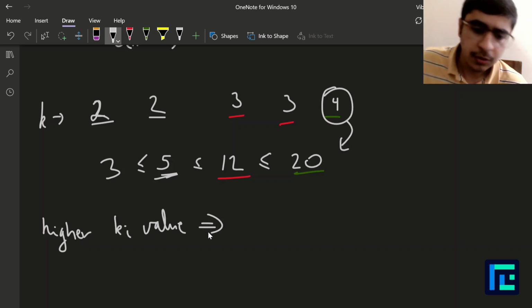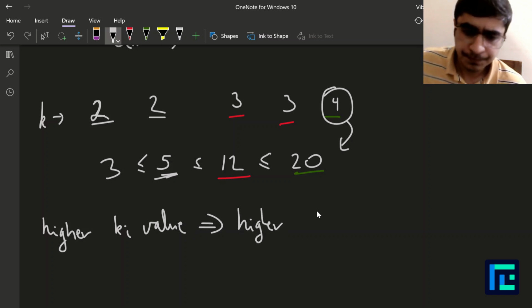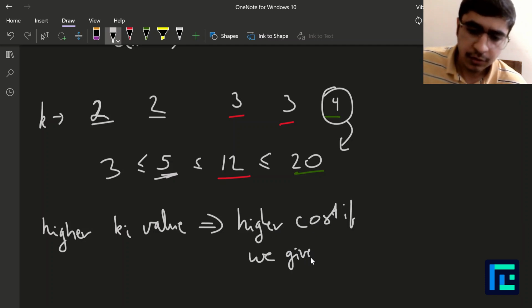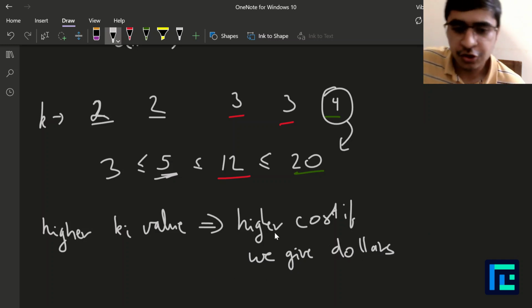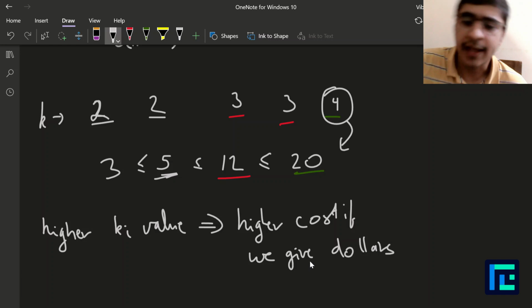leads to higher cost if we give dollars, right? So this is our observation, that the higher ki values will require a higher cost of ki dollars.